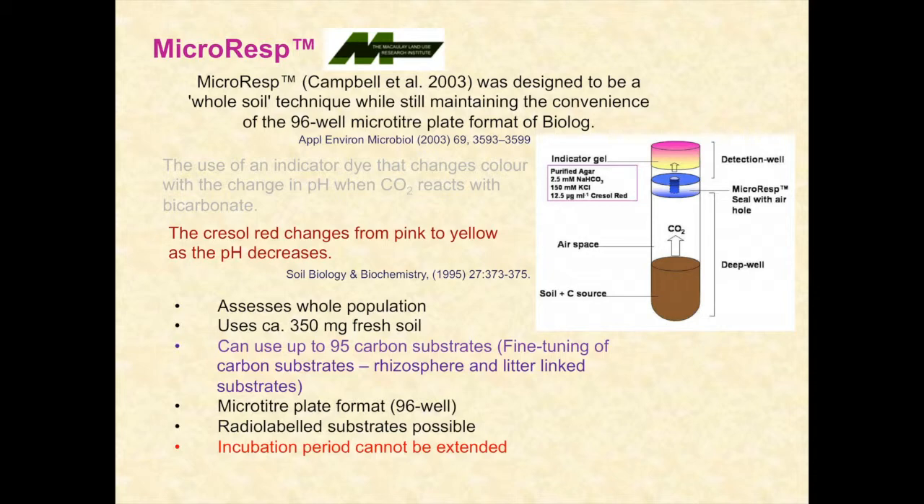And a very small amount of soil is introduced here, and we measure the response of CO2 flushing from that soil in a multi-titer plate reading scenario. So we can assess the whole population, and as I said, you can use up to 95 different carbon-based substrates. So it gives us a powerful tool for actually understanding how carbon is processed in these soils and how the microbial community responds to them.